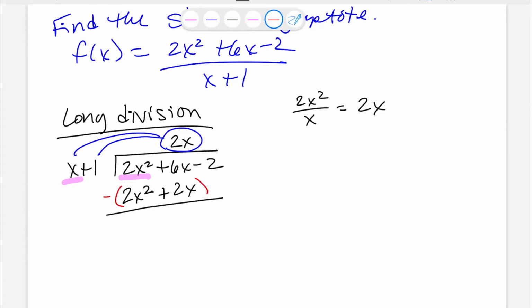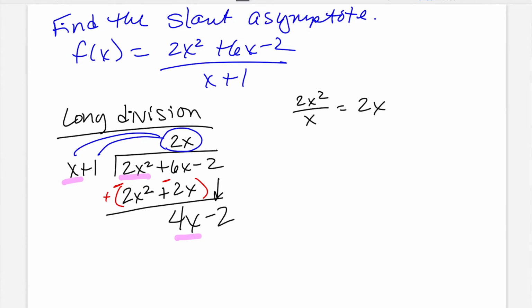Remember, with long division, you subtract. So I am subtracting this off. When you subtract a polynomial, you distribute. So 2x squared minus 2x squared cancels out. That's what we want. 6x minus 2x is going to be 4x, and then you drop down that minus 2. And then you do the same thing again. 4x divided by x is 4, and then that's what you put over here.